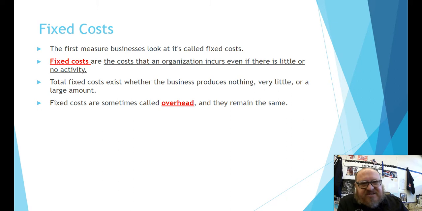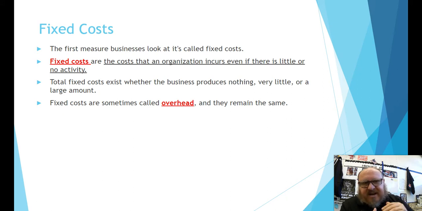So we did deal with kind of fixed and variable costs a little bit when we did budgeting. So of course, fixed costs are any costs that never change, okay? So these are costs for a company, and when we're talking about production, fixed costs are the costs that an organization or a company incurs even if there is little to no activity going on. So if there's no production going on, or if there's a ton of production going on, these costs do not change. So a lot of times we refer to these costs as what is called overhead. And again, they always remain the same.